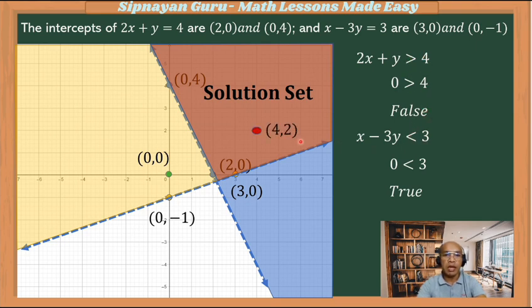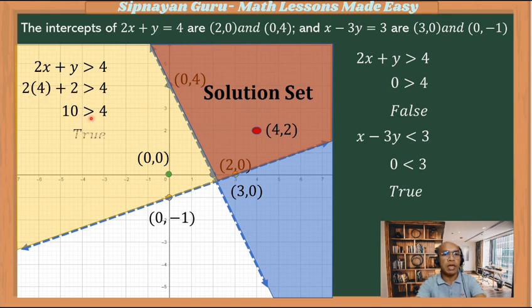So let's say we have the coordinate (4, 2). Substitute. So 2 times 4 plus y, which is 2, greater than 4. So 2 times 4 is 8 plus 2 is 10. 10 greater than 4 is a true statement. How about the second inequality?